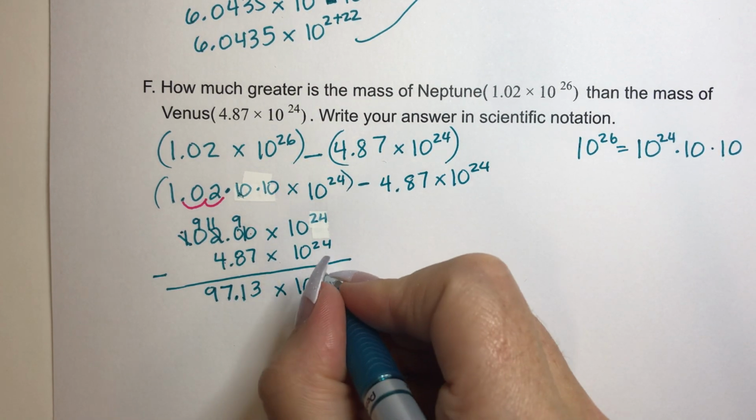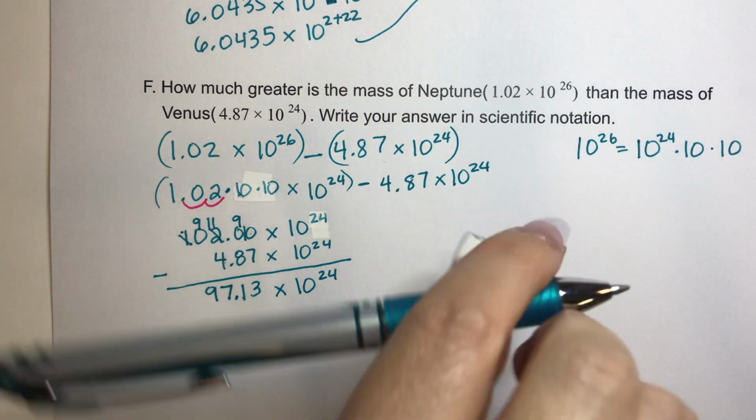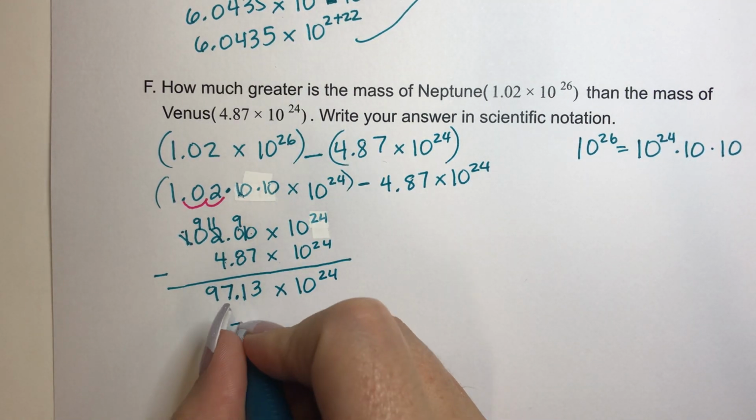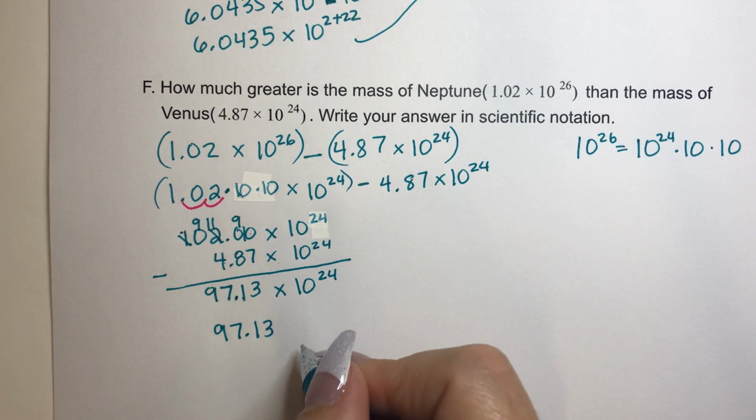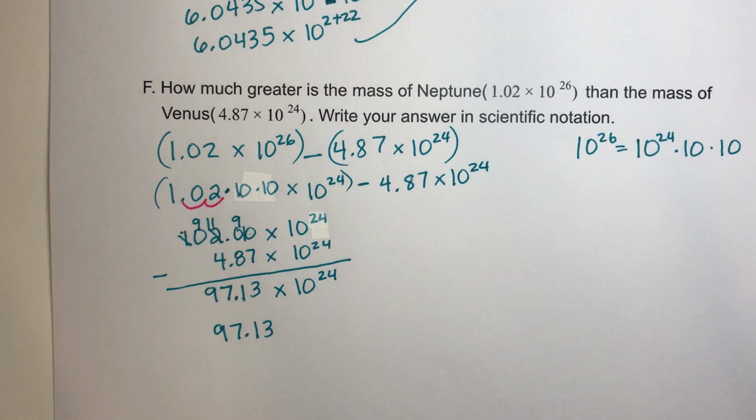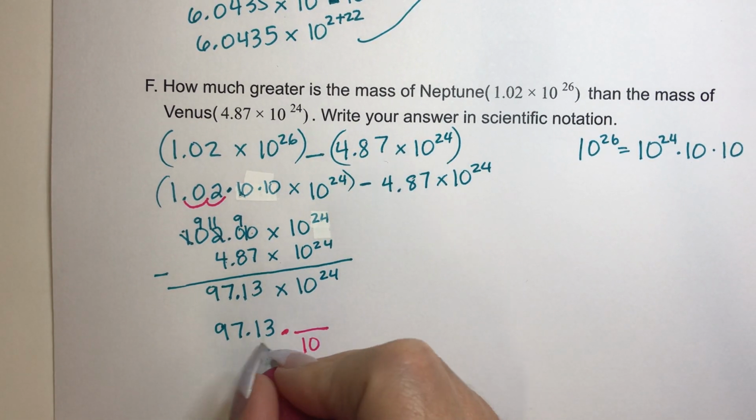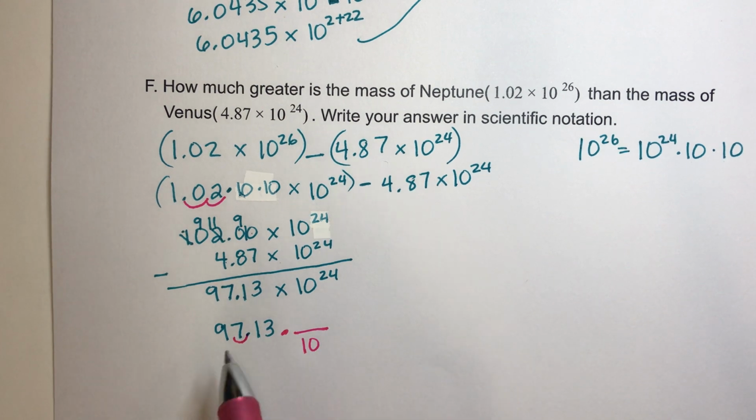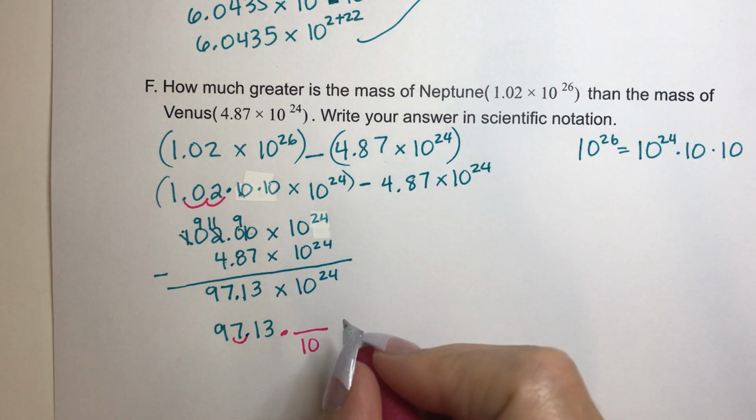That is our answer. Now, is it in scientific notation? Is this number between 1 and 10? It is not, so we need to make it smaller, right? And to make it smaller, are we going to multiply by 10 or divide by 10? If you're thinking divide by 10, you would be correct. So we're going to divide it by 10, which would mean it would move over 1, and it would be 9.713, which would be between 1 and 10, which is perfect. It's exactly where we need it to be.